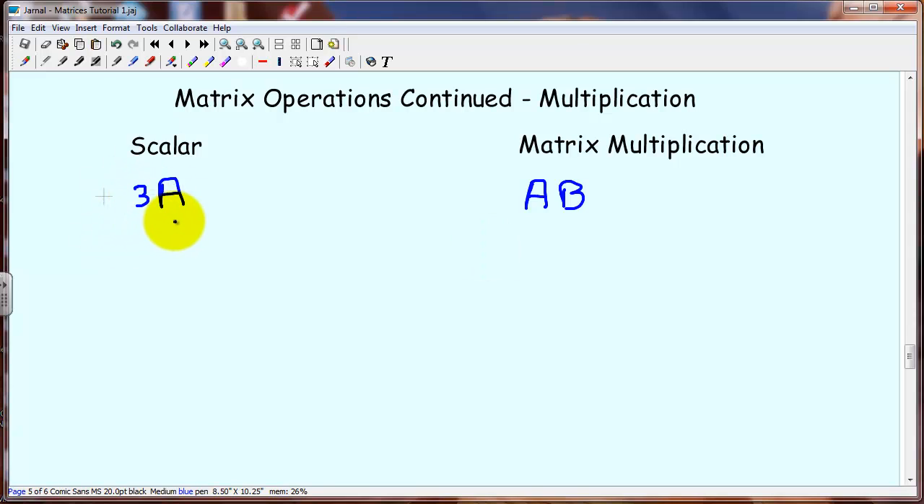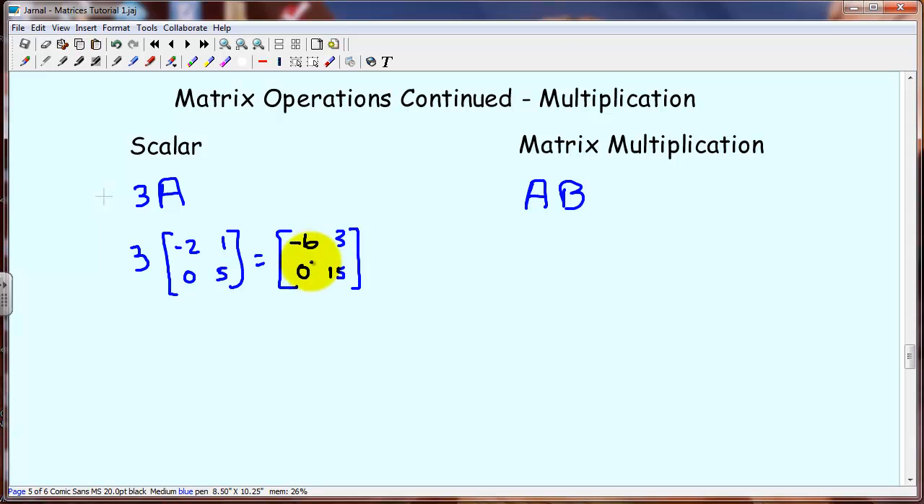Scalar multiplication is very simple. It's kind of like the distributive property. So if we're multiplying 3 times a matrix here, we would just multiply 3 times every item in the matrix. So 3 times -2 is -6. 3 times 1, 3 times 0, and 3 times 5.